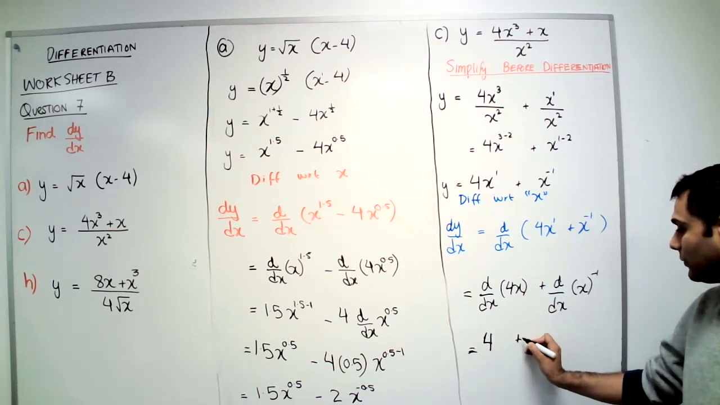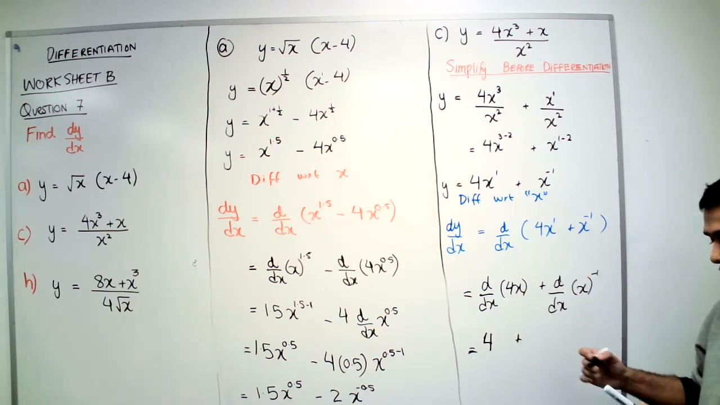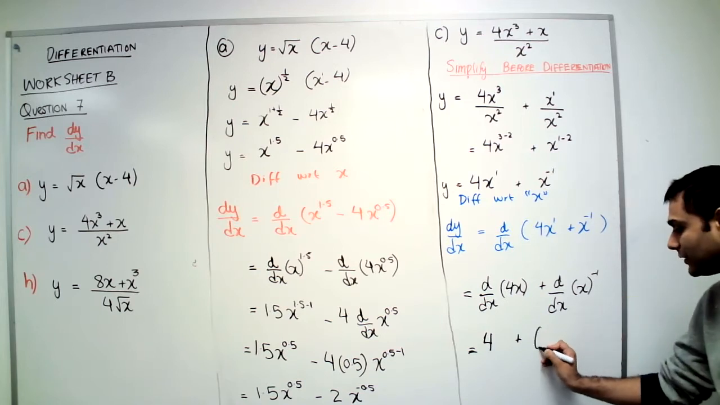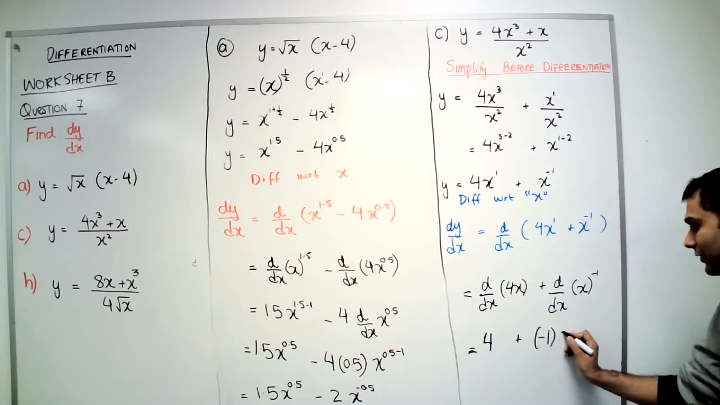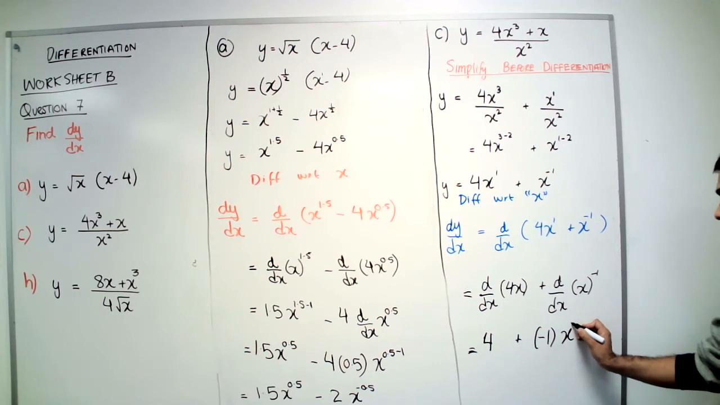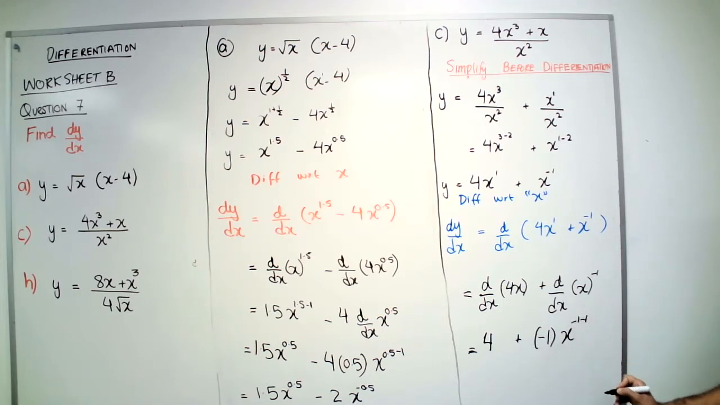And this one, the way it works is power comes out. Now remember, the power is minus 1. So minus 1 comes out. Reduce the power by 1. Minus 1, minus 1 is minus 2. 4 plus and minus is a minus. x to the minus 2. So this is your answer.